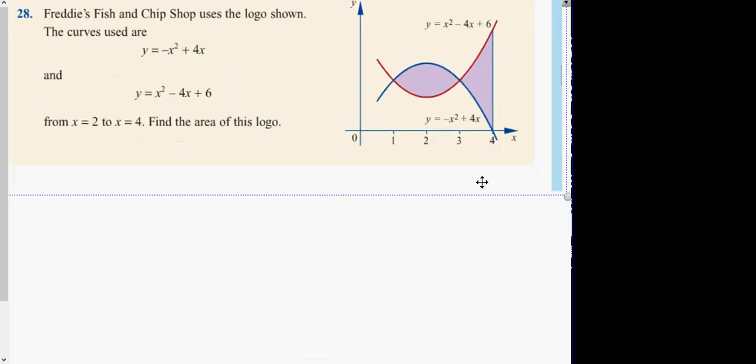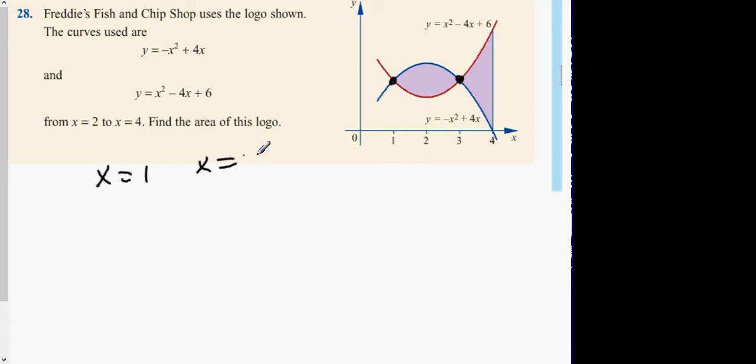Okay, 28. Freddy's Fish and Chip Shop uses the logo of the curves as shown here. The curves are y equals minus x squared plus 4x and y equals x squared plus 4x plus 6, from x equals 2 and x equals 4. Now, we're sort of lucky. They really sort of line these up for us. We know the intersection points right away, don't we? x equals 1 and x equals 3.